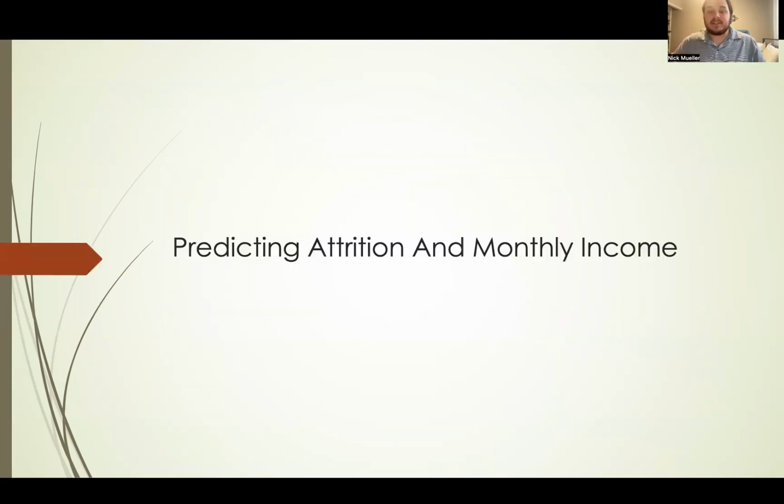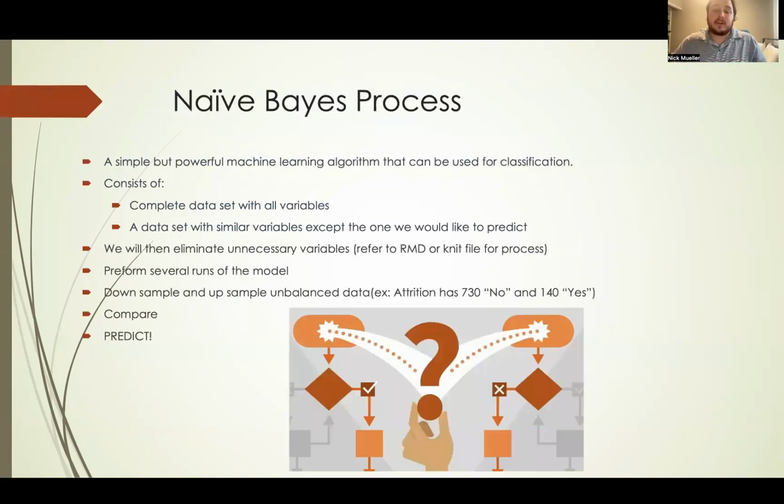And then finally, predicting attrition and monthly income. For predicting attrition, we used the naive Bayes process. Now I know it seems like a lot, but don't worry. I put it in a simple form. It's a simple but powerful machine learning algorithm that can be used to classify things like attrition.